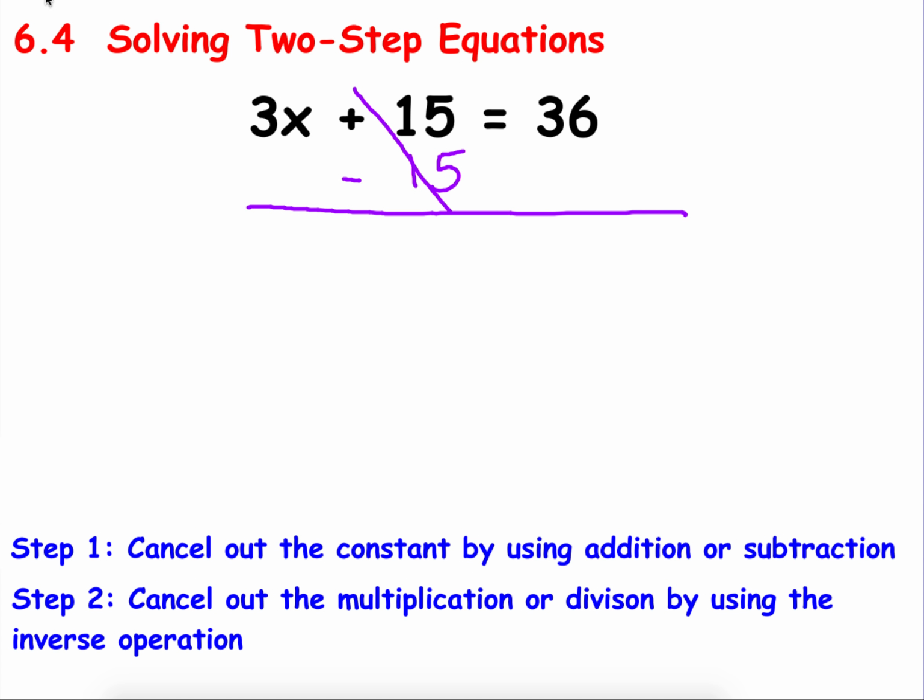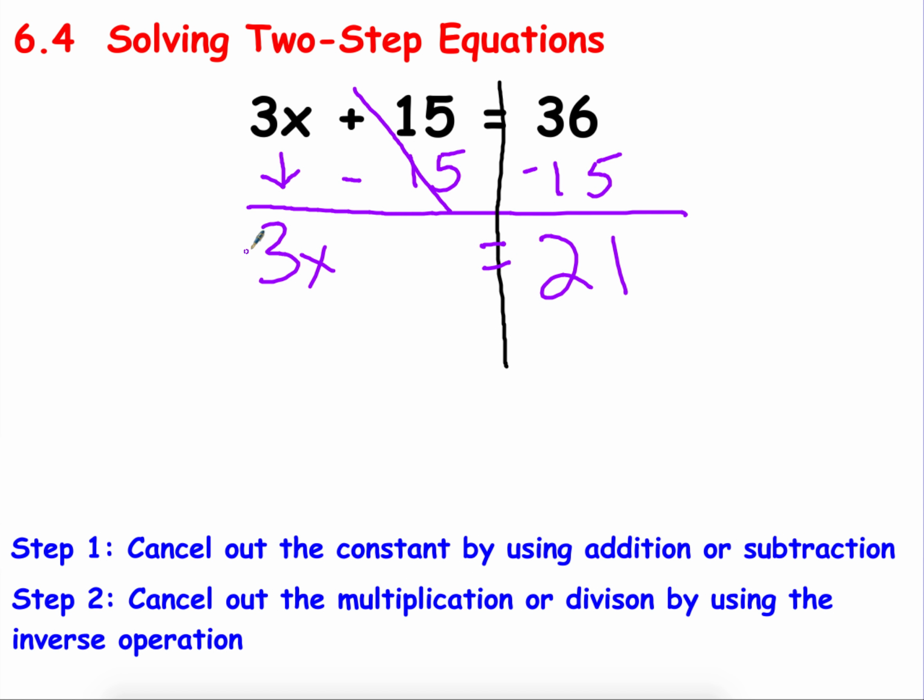But whatever we do on one side of the equal sign, we have to do on the other side. That's why I like to draw this line: I subtracted 15 on the left side, so I need to subtract 15 on the right side. This keeps me in order and makes sure I'm doing all of my same steps. I also need to bring down my 3x. I didn't do anything with that yet, because I can't subtract 15 from 3x. I was able to subtract 15 from this positive 15. So I have 3x equals 36 minus 15, which is 21.